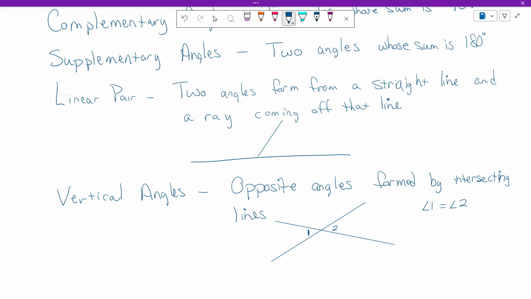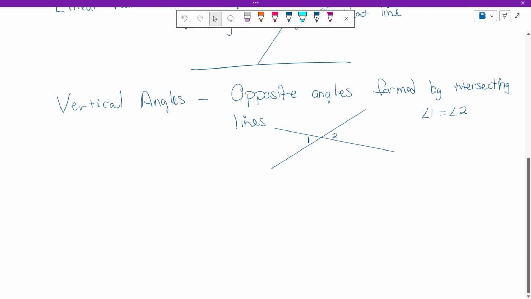We say congruent in geometry class, but they're equal. They're the same size. So if one is 40 degrees, the other one's 40 degrees. So vertical angles are like angles 1 and 2. They're formed by intersecting lines. They're opposite angles. They're opposite from each other, formed by intersecting lines, and they're equal to each other.